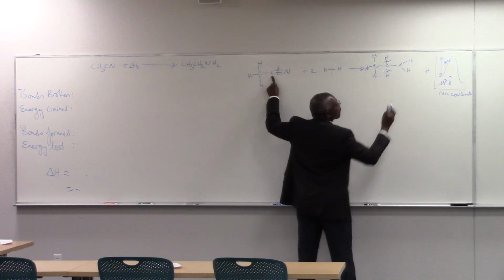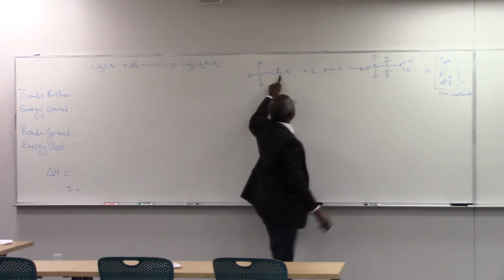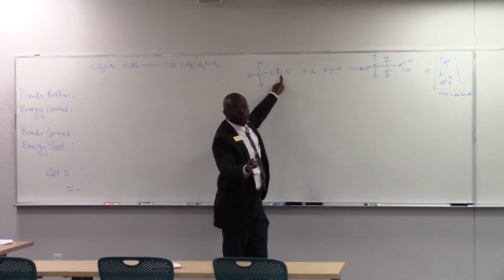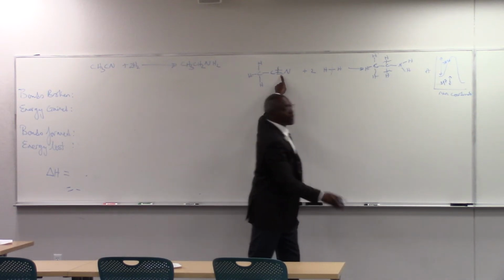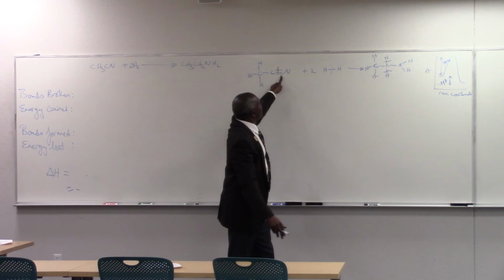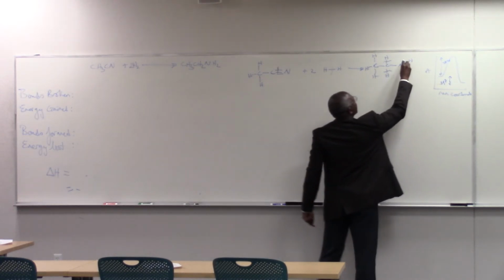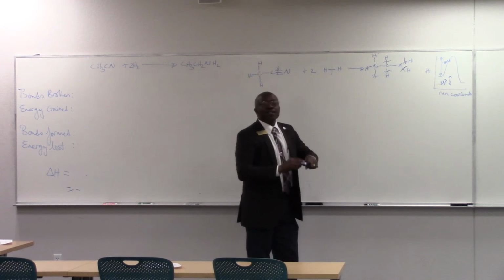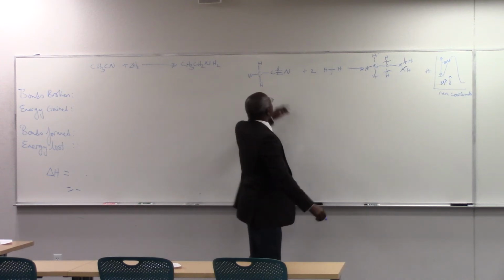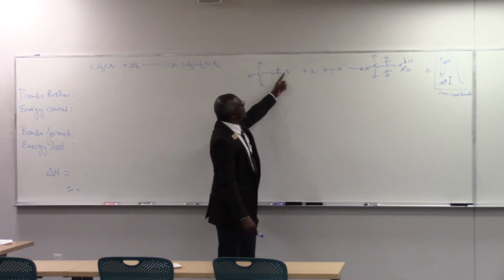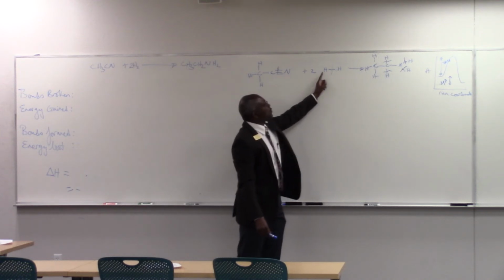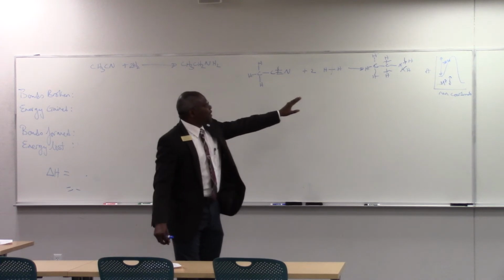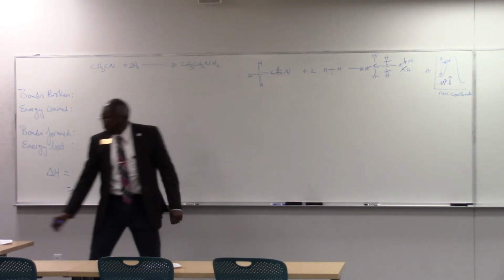I did not form this CN bond. This CN bond was there at the beginning. It was one of 3. I broke the other 2. I also formed 2 NH bonds. So the bonds that I broke are 2 CN bonds and 2 HH bonds. The bonds that I made are 2 CH bonds and 2 NH bonds.